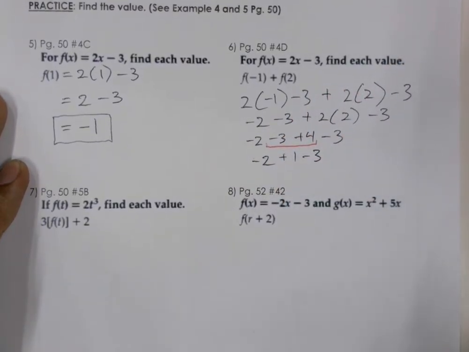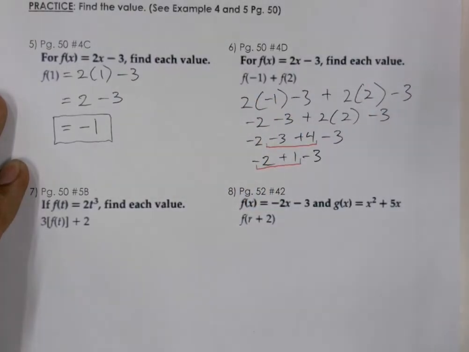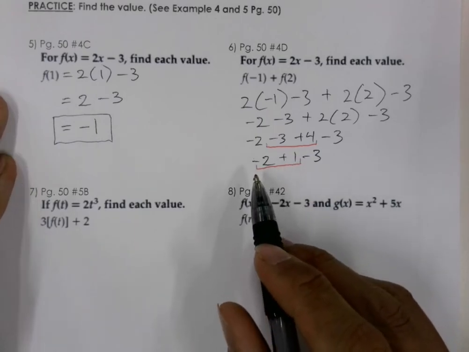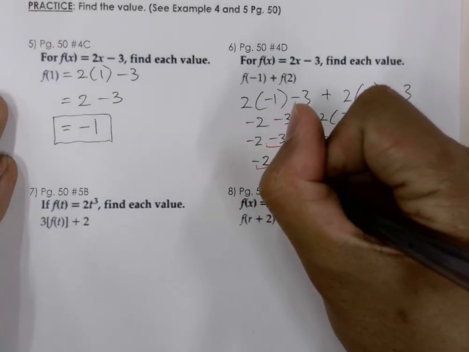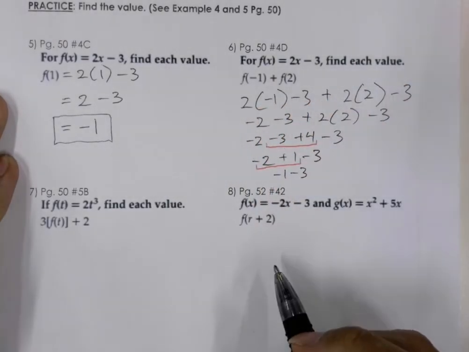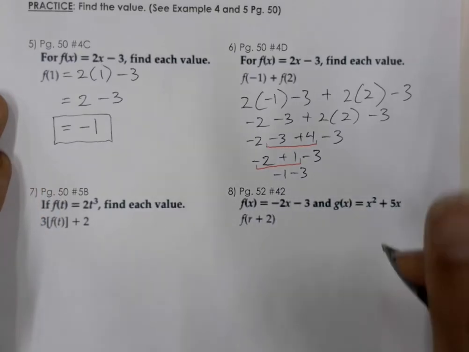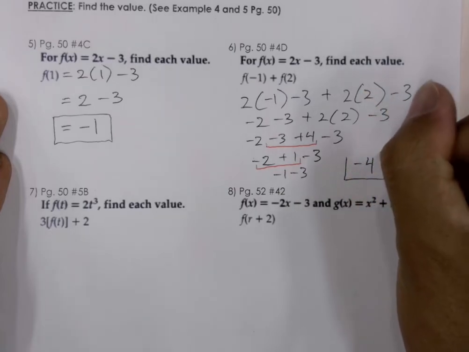Let's now do our next addition. Remember, we're not adding 2 and 1. We are adding negative 2 plus 1. That gives us negative 1 minus 3. And lastly, we can take negative 1 and subtract 3 from it. We'll get negative 4 as our answer and put a box around it.